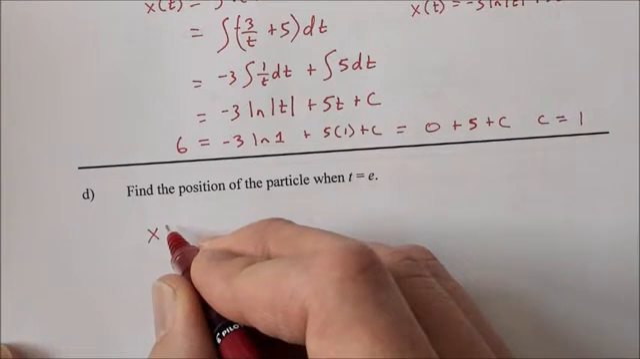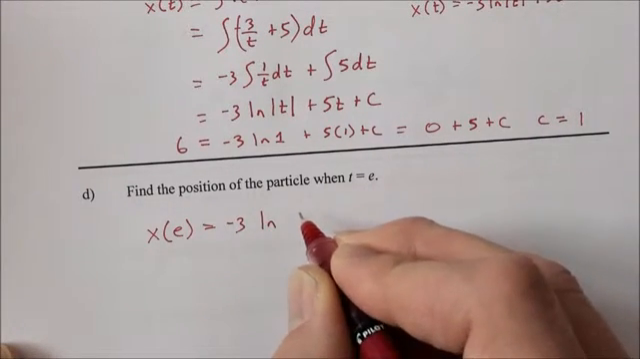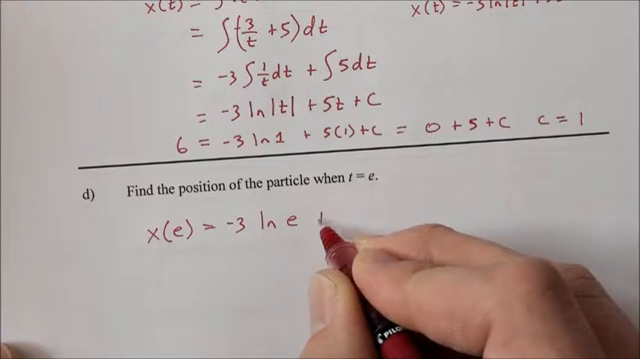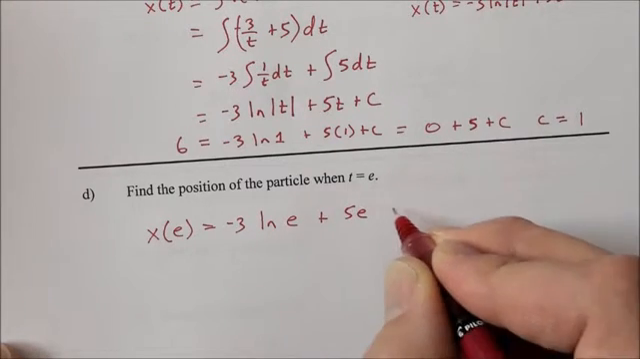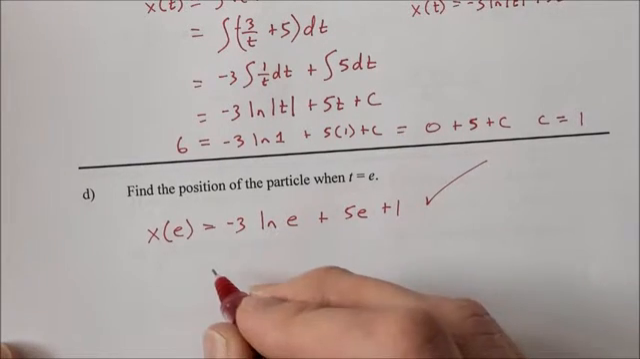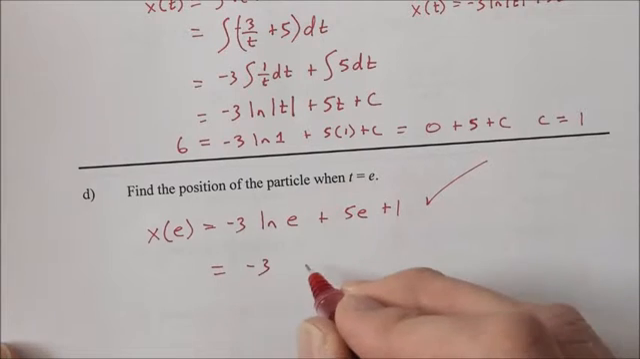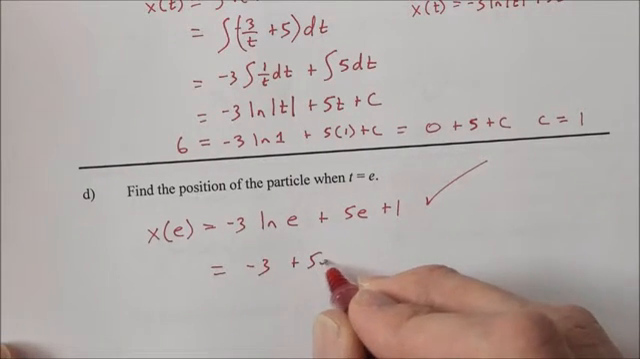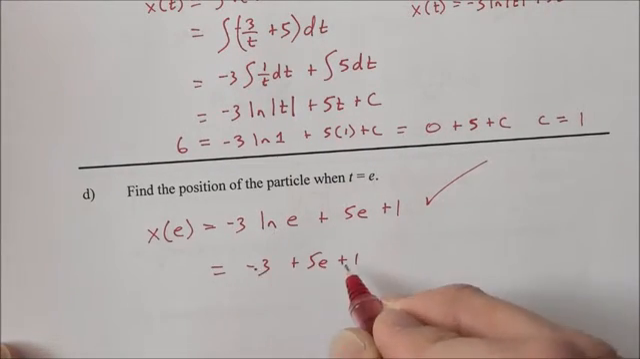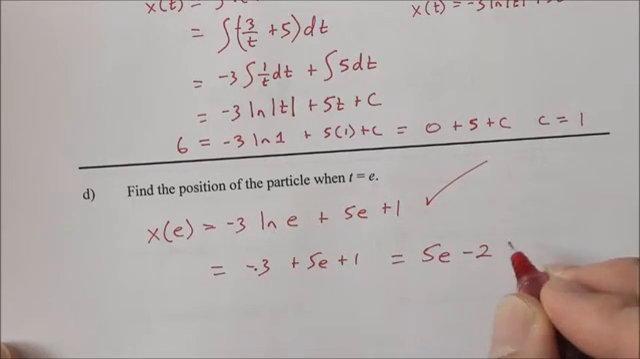All right, and finally, find the position of the particle when t is equal to e. All right, so we want x evaluated at e. So that's negative 3 times the natural log of e plus 5 times e plus 1. We do not have to simplify, so we are done. However, if you chose to simplify, the natural log of e is 1. So we have negative 3 plus 5e plus 1. We can combine negative 3 plus 1 is negative 2. So technically it's 5e minus 2. Either one will work out for you.